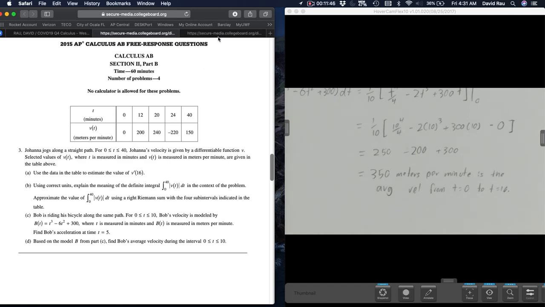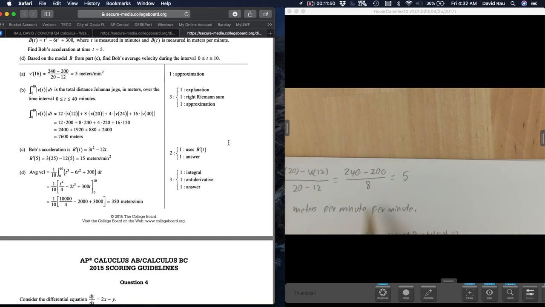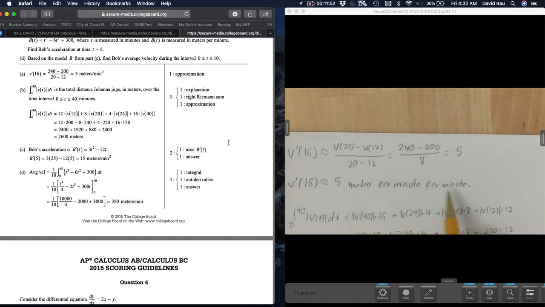Okay, and let's just check everything on the scoring guideline. Let's see if we got this right. So now again, I'm putting in the units here. Usually on all the more recent AP exams, they've always said indicate units of measure, but you might just want to do that yourself. Again, I said meters per minute, or you could say meters over minute squared, same thing. But one thing that's true is make sure you include that this is an approximation.